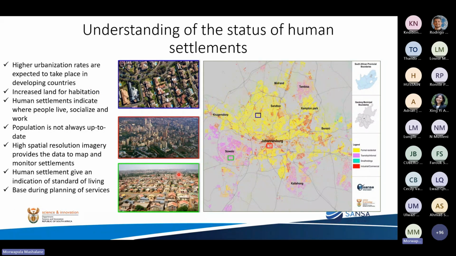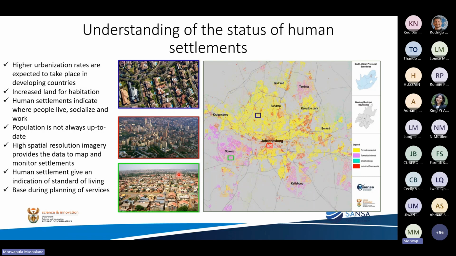When trying to understand the human component, we do that through understanding the human settlements. One, the settlements that have higher urbanization, where we know exactly where those are, and then the increased land for habitation, that is, how much land is consumed by human settlements from whatever activity was happening there. Generally, human settlements are permanent. So if, for example, land that has been used for agriculture has now been developed as residential, chances are that land has been lost permanently, because it will never be taken back to being used as agriculture.